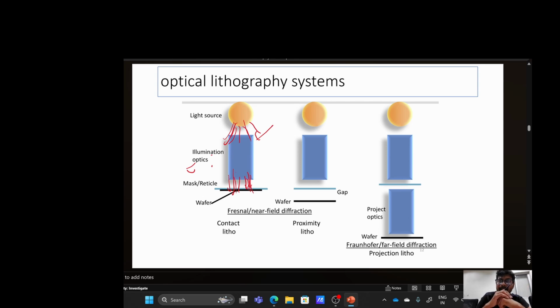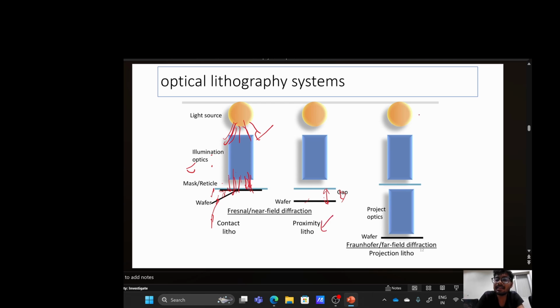Okay, this will fall straight on the mask. In this one, the wafer can be in contact with the mask, or there can be a gap. If the mask is in contact with the wafer, then it is contact lithography. If there is some gap between the mask and the wafer, then this is proximity lithography.